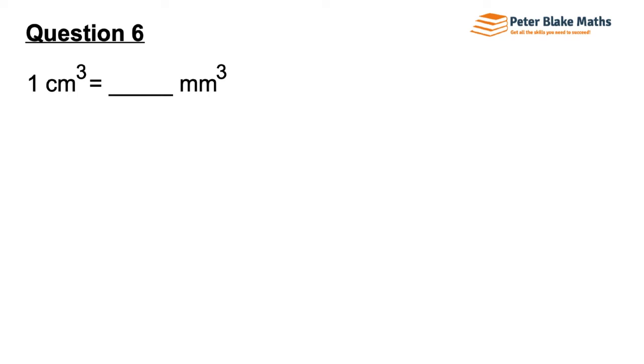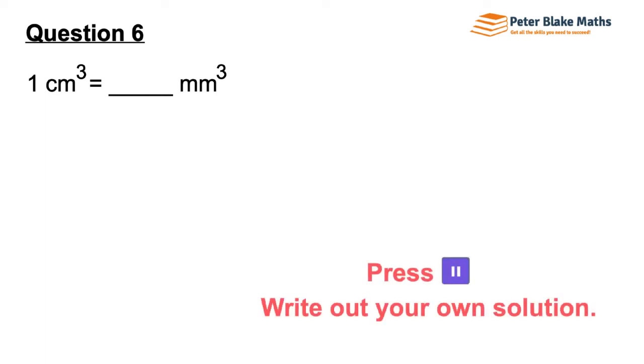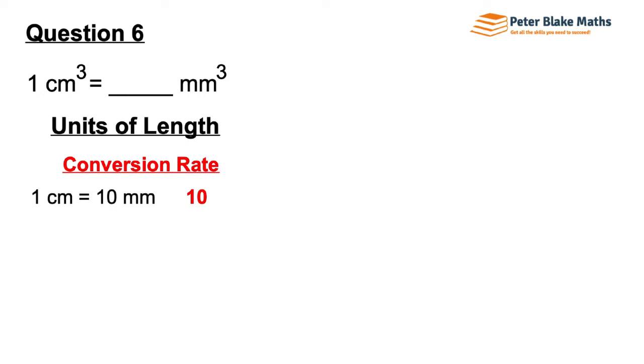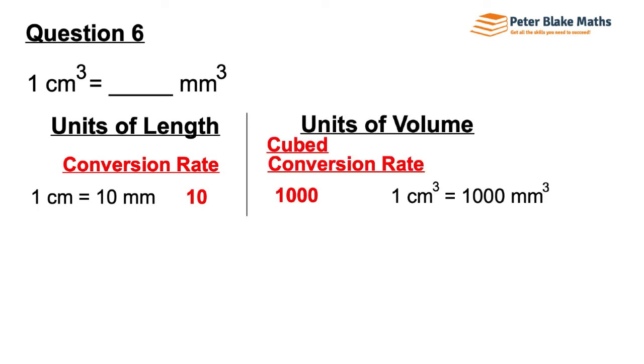Question 6. 1 centimetre cubed equals how many millimetres cubed? With units of length, the normal conversion rate between centimetres and millimetres is 10, but we've got units of volume here. We've got cubed units here, and so we have to cube the normal conversion rate.